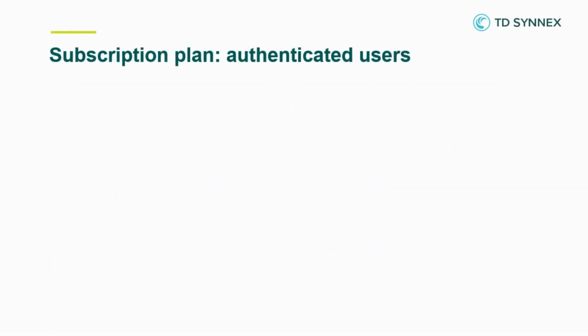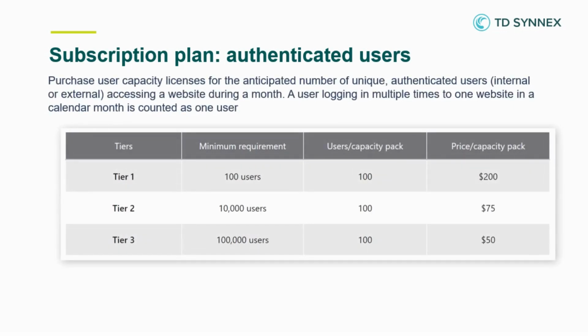First of all, let's look at how the subscription plans work, and we'll start off looking at authenticated users. Here, customers need to purchase licenses for the expected number of unique authenticated users who will access the website during a month. And if a user logs in multiple times during the month, they are counted as one user. There are three pricing tiers available based on the number of expected users, as you can see in this table, with each pack licensing 100 users, and there are minimum numbers of packs required per tier. The more users you're licensing to access the website, the better the price point.